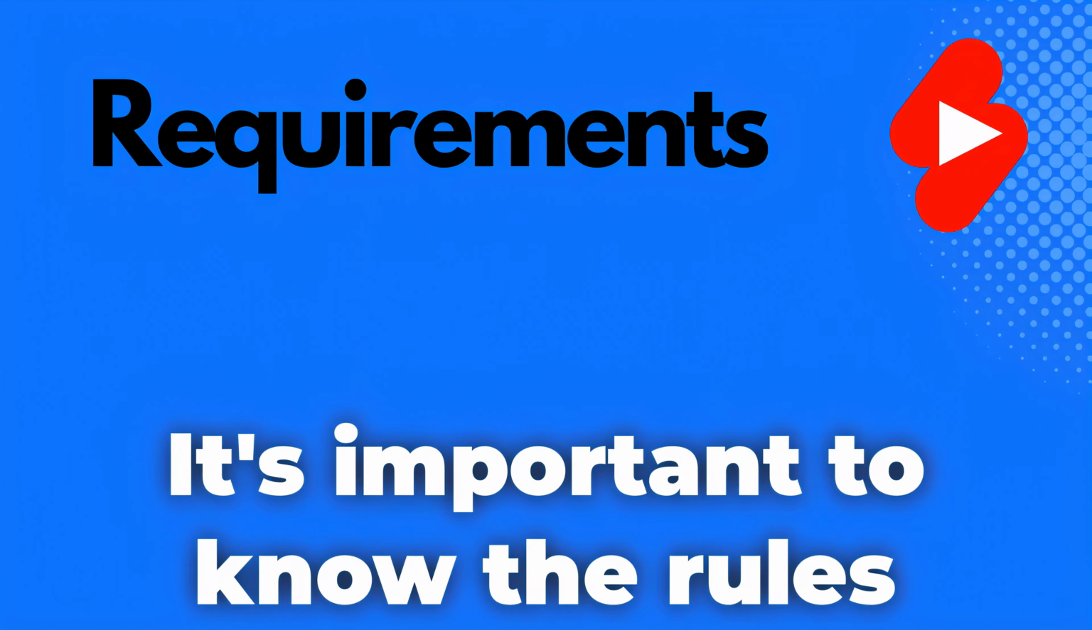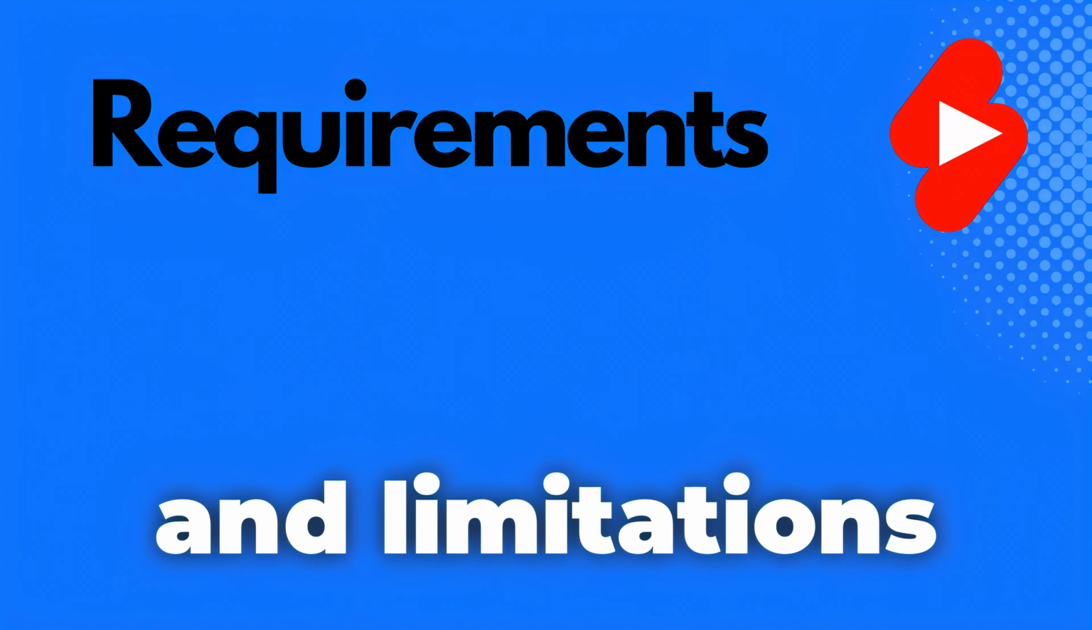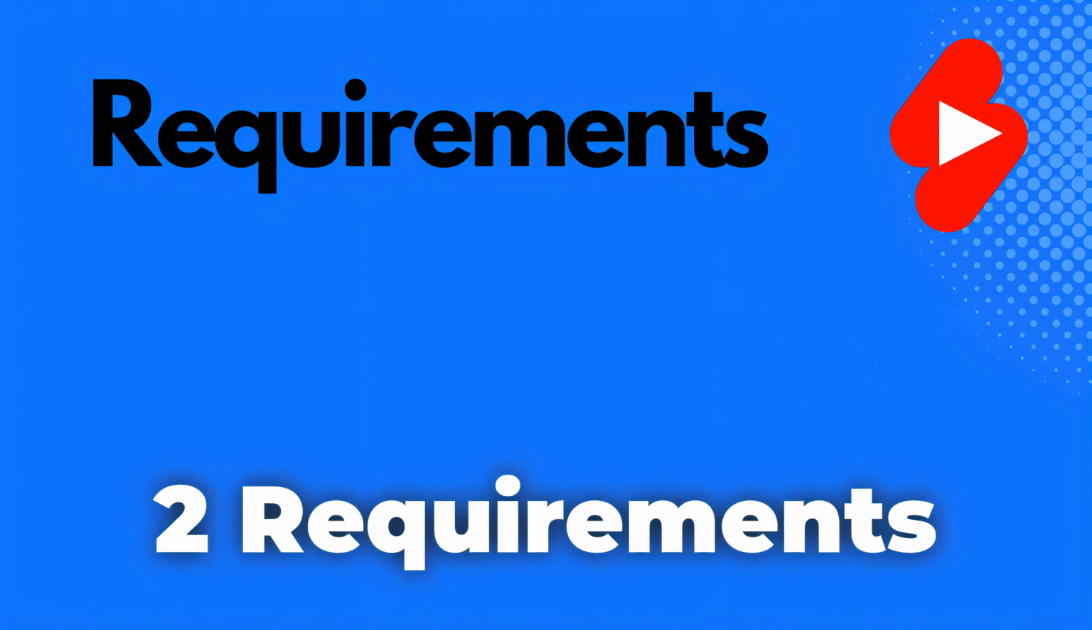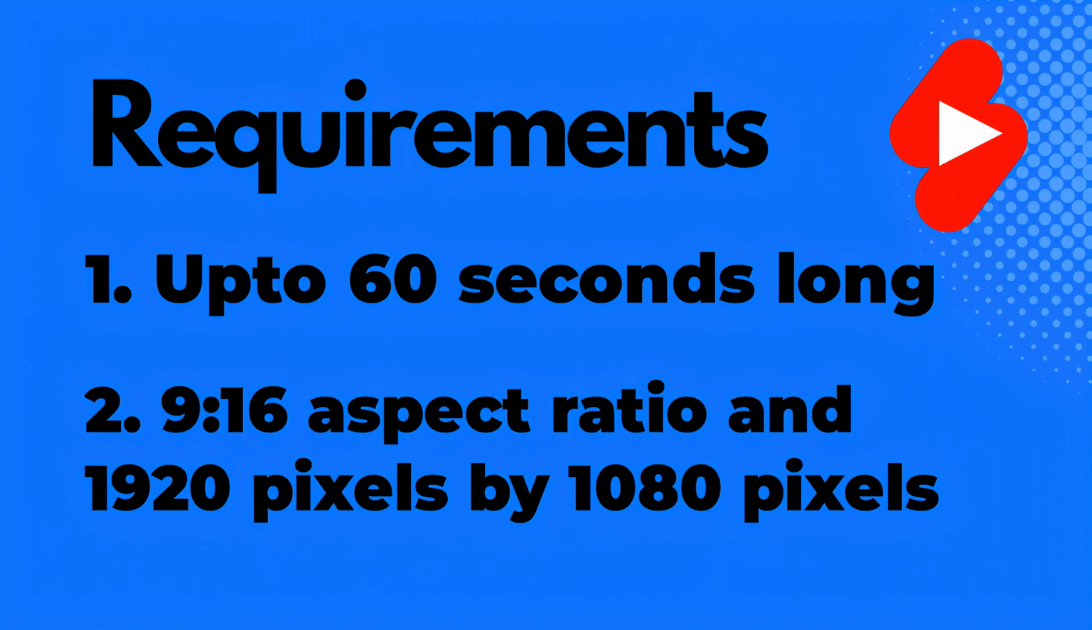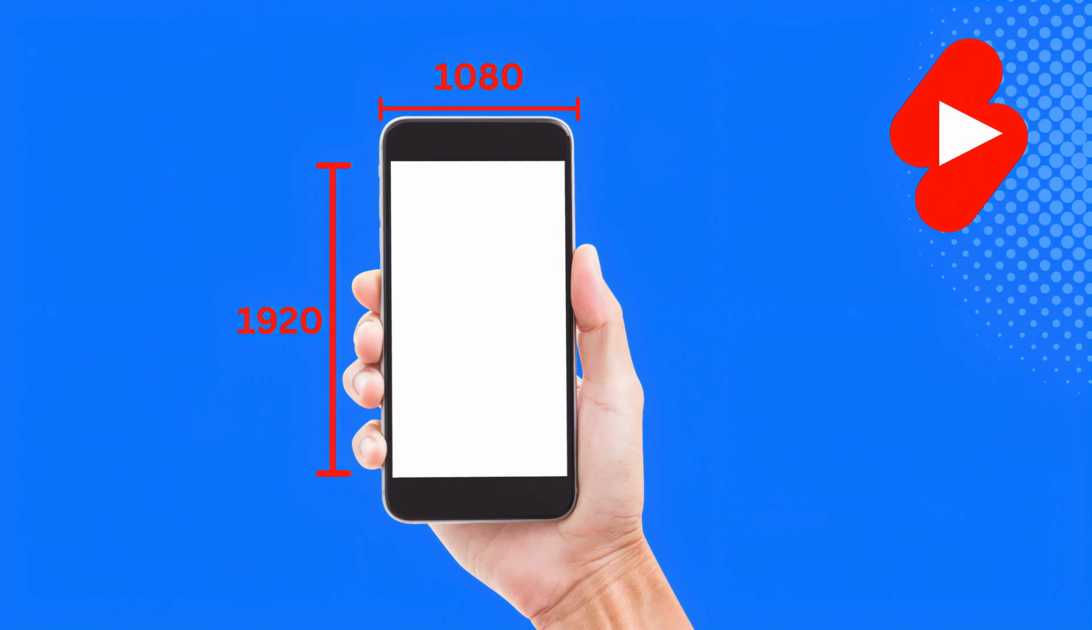Before you get started, it's important to note the rules and limitations of YouTube Shorts. There are two requirements. First, the video is up to 60 seconds long. Second, it is in vertical orientation with a 9:16 aspect ratio and 1920 pixels by 1080 pixels resolution.